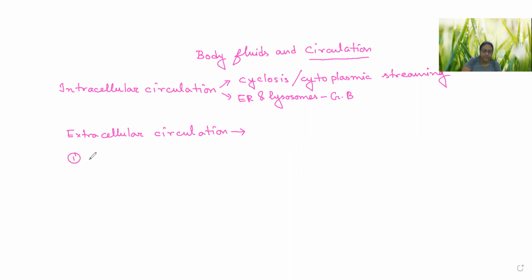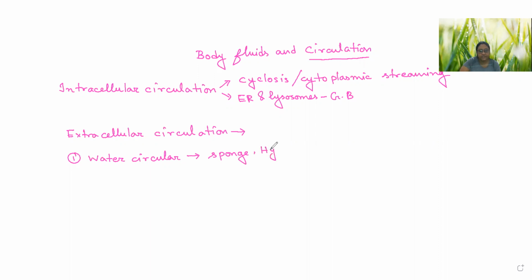Among that, the first one is water circulation. That means the environmental fluid circulation. So can you give me an example of any animal where water circulation is there? Guys? Sponges. So sponge, hydra.